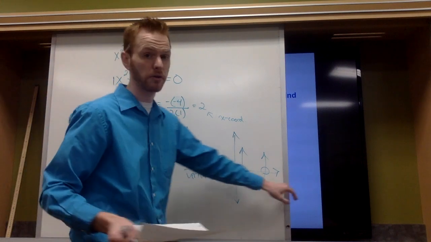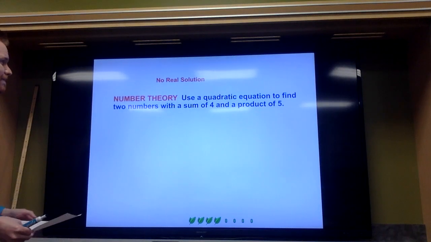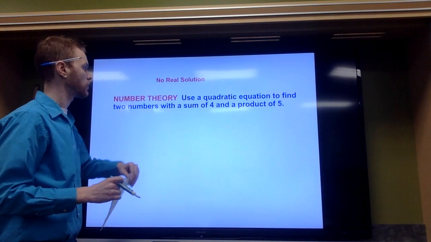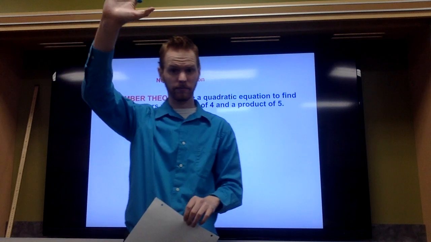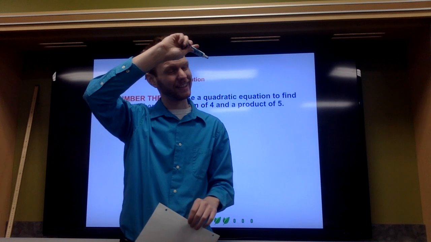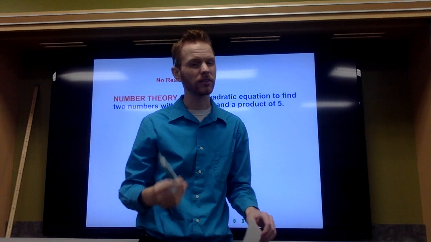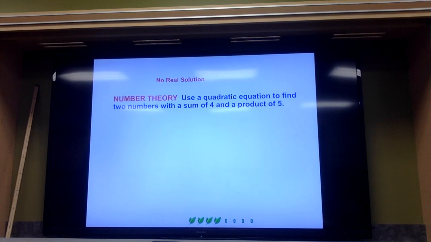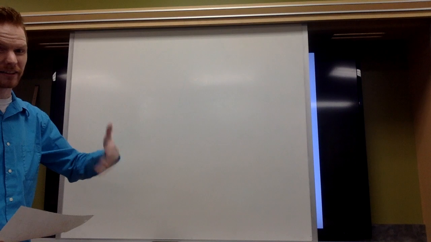Okay, let's do a number theory question. What's that look like? Well, here it is. We're going to use a quadratic equation to find 2 numbers with a sum of 4 and a product of 5. Now, how many of you have seen problems like this before? Come on, raise your hand. You know you have. If you haven't, this is your first time seeing it then. Could you guess and check? Yes, you could. You'd be here a long time depending on what they're trying to do here. Why not create a situation where we could figure this out more mathematically than just guessing and checking?